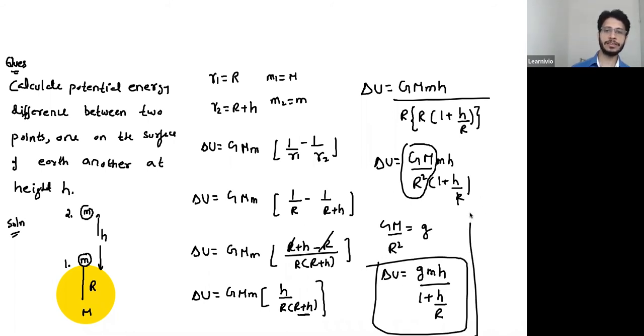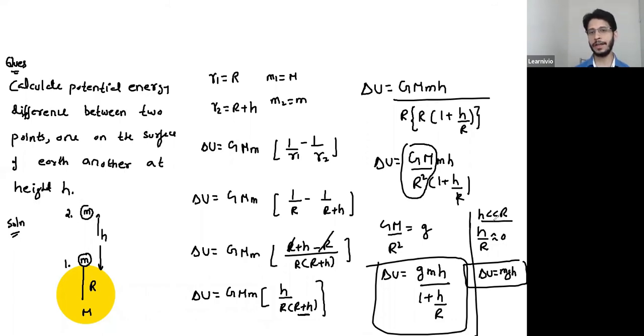Now, if I say that H is very, very less than R, height is very, very less than the radius of Earth, then H by R is almost zero. If it's almost zero, then potential energy comes out to be mgh. So the potential energy at a height h is mgh. Change in potential energy is mgh only if height is very, very less than the radius of Earth. Otherwise, the exact expression is this: mgh by 1 plus h by r. So mgh comes when height is very, very less than the radius of Earth. This could be your objective question, that when change in potential energy is equal to mgh. This is equal to mgh only if your height is very, very less than the radius of Earth.